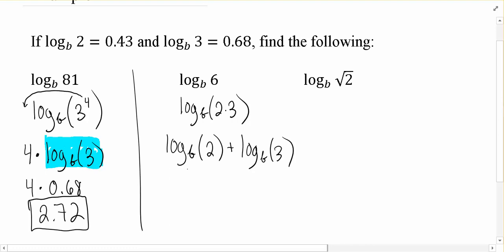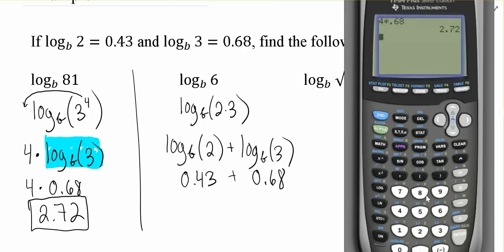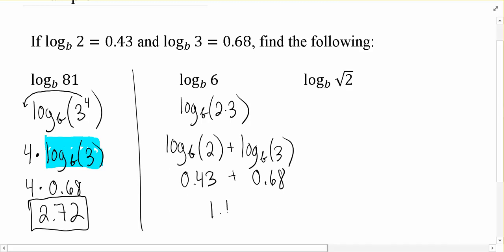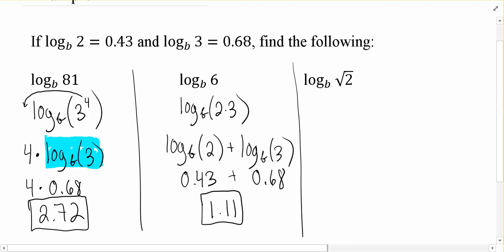Now I can do a substitution. Log base b of 2 is 0.43. Log base b of 3 is 0.68. And now I can bring my calculator into the mix. So now I can say 0.43 plus 0.68. When I add those together, I get 1.11. And that's my answer to that problem. So again, if you don't use a property of logs, you didn't do this problem right. You have to use a property of logs to get down to an answer here.